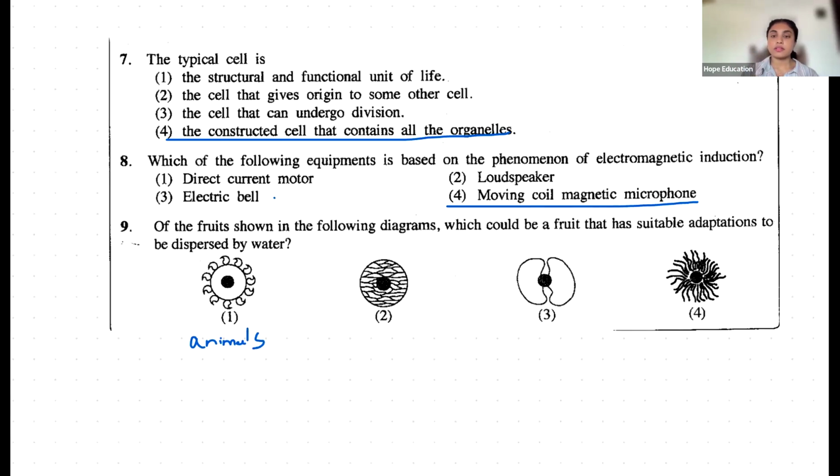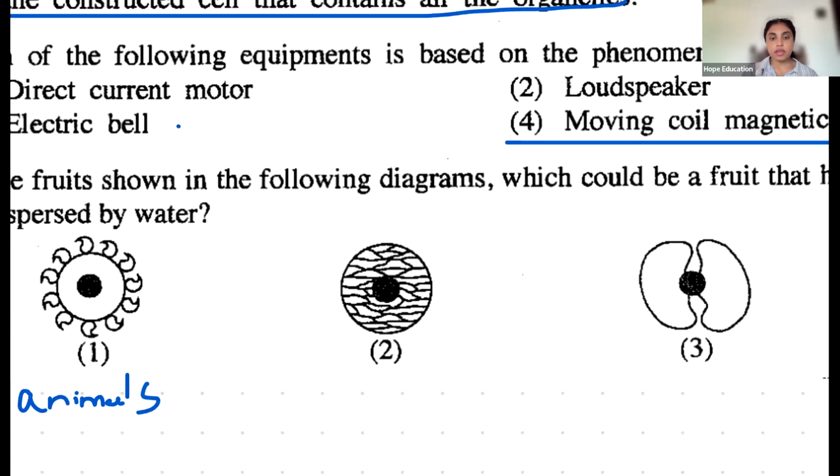What about the fourth one? It has hairs, so that kind of gives the idea that this is light and will float. Anyway, we learned that in dispersal adaptations. So this is most probably wind. If you take the second one, inside there are pores. If you remember, when a particular fruit or seed is dispersed by water, there are air-filled pores or air-filled shells inside the fruit.